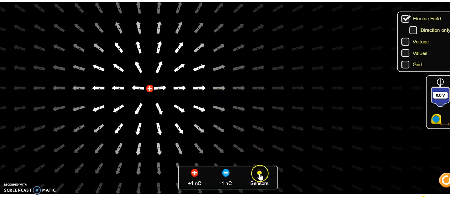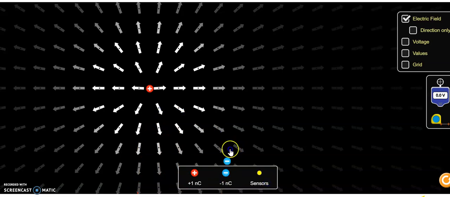If I grab a yellow sensor, the sensor acts like a little positive charge, and it will give you an indication with a red arrow of what direction that positive charge is getting pushed. Obviously, if our charge in the middle of the screen is positive, the test charge is going to get pushed away, like charges repel. If I put it at a different location, notice the arrow has changed its direction to always be tangent to these field lines. Always tangent to those field lines.